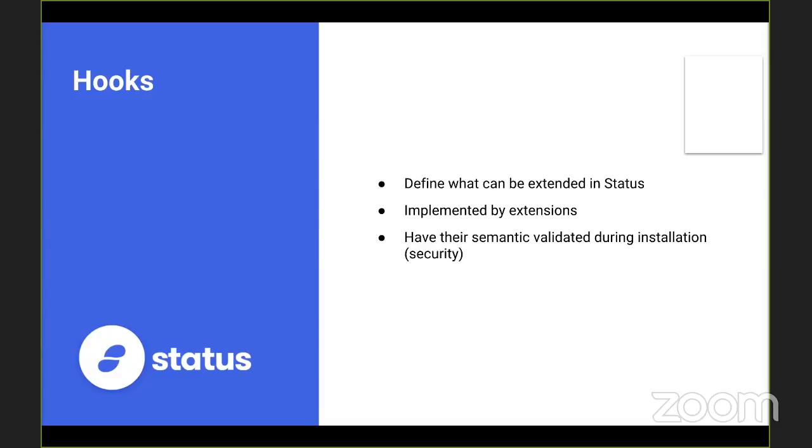For each hook, you will define the kind of information that is needed to implement it. Like for instance, for a chat command, you must provide a scope. Like, will it be available in just one chat or in public chat? So this is information that has to be provided by the extension. And this is validated during the installation. So once you load an extension inside Status, Status will verify that all the implementations match the hook definition, so that there is no mismatch and all the contracts are fulfilled.